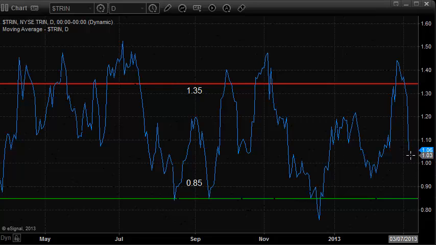If we get another day or two of another real low close like that, we can actually get really close to the overbought threshold here of 0.85 in a very quick manner. But this is a very rapid drop in the 10-day trend here.